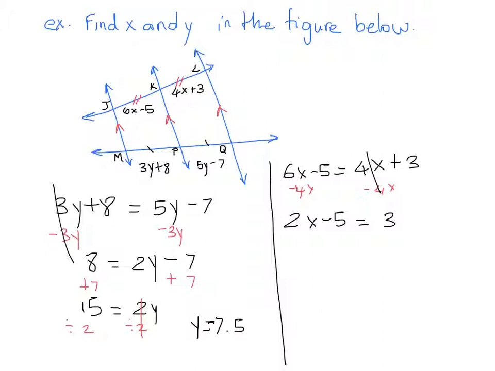So again, we're trying to isolate the x, so let's add 5 to both sides. And we get that 2x is equal to 8. And finally, let's divide both sides by 2. And we get that x is equal to 4. And that's how it works.